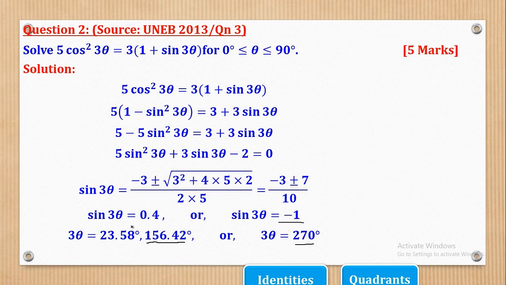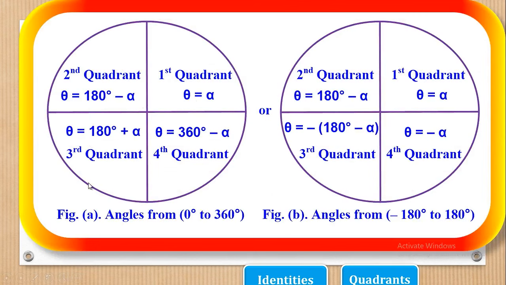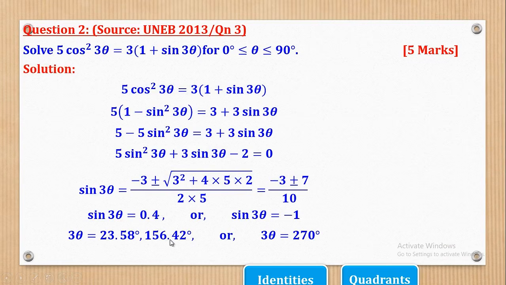Now this one is easier because it is positive. You just press arc sine. So arc sine of 0.4 gives you 23.58. Then from there you remember that from my quadrants, sine is positive in the first and second quadrant, meaning that in the second quadrant I'm going to get 180 minus theta. So when I come here, the second value will just be got by saying 180 minus 23.58 to come up with 156.42.